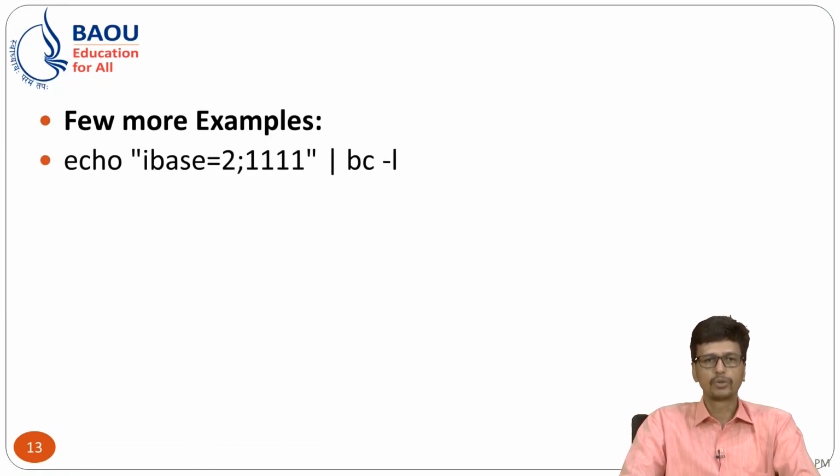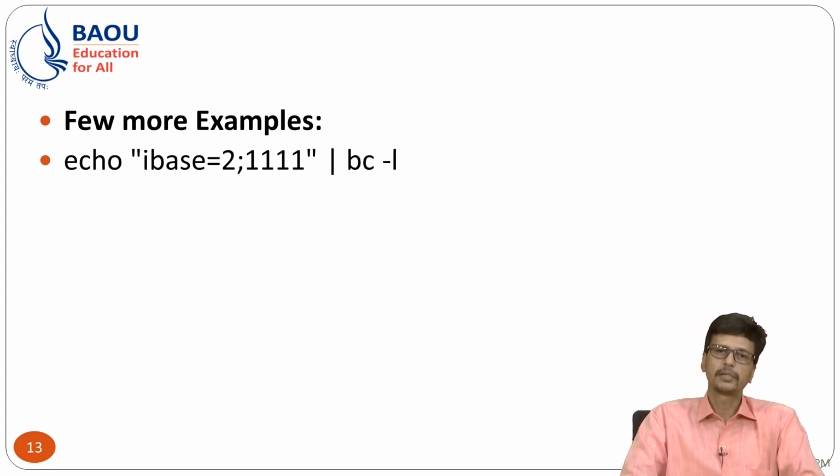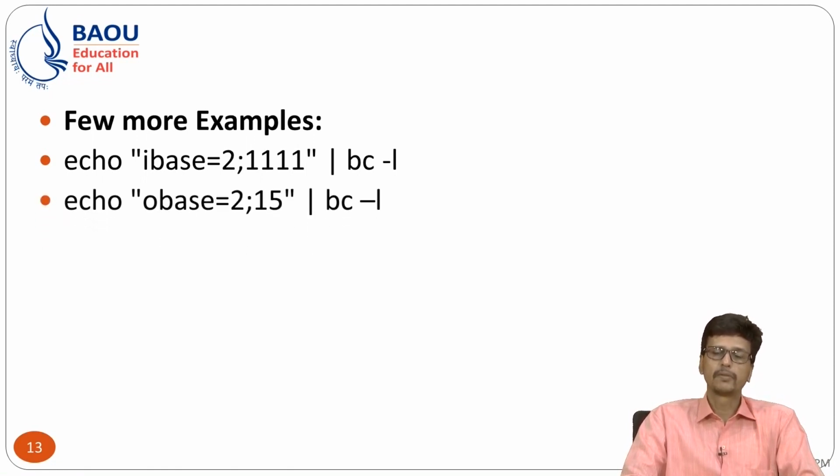ibase equal to 2, 1111, bc and then after the option -l, and the default base that is the decimal. So it will convert that data into decimal. So if you want to convert binary to decimal, you have to use here this command. Another is obase equal to 2.